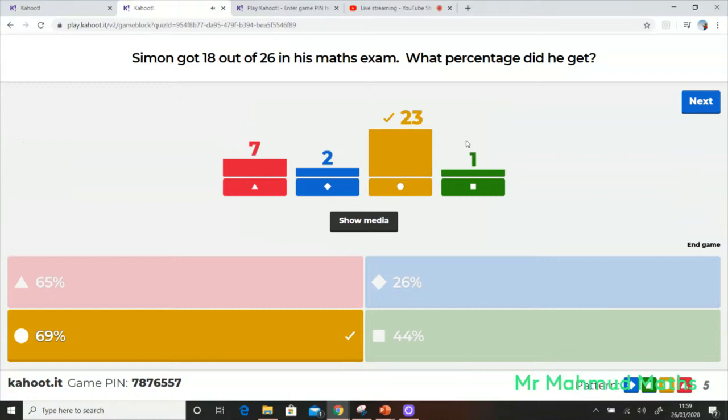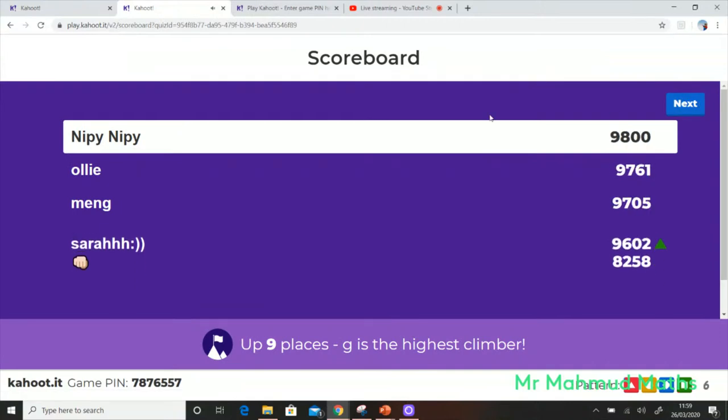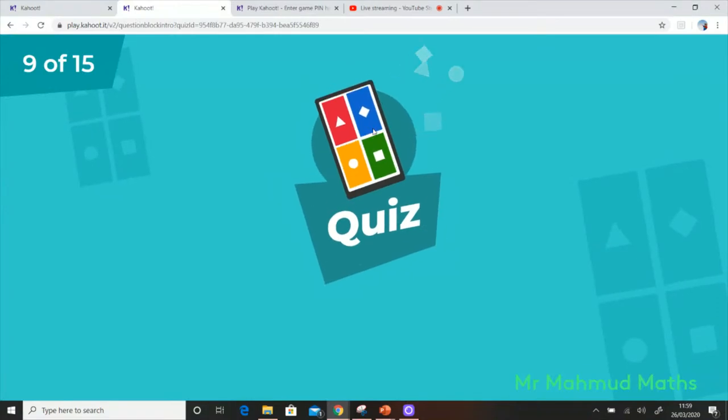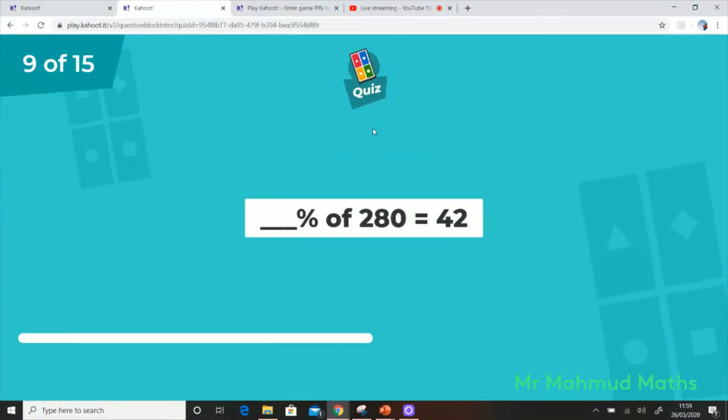Okay, so 69%, that was the answer. We had to divide 18 by 26, then times by 100. So let's have a look. Nippy Nippy, still in the first position. Ollie in second at the moment. Sarah moved into the fourth.